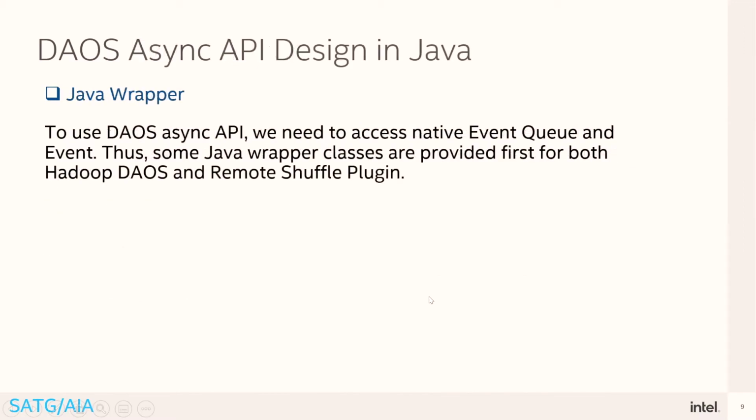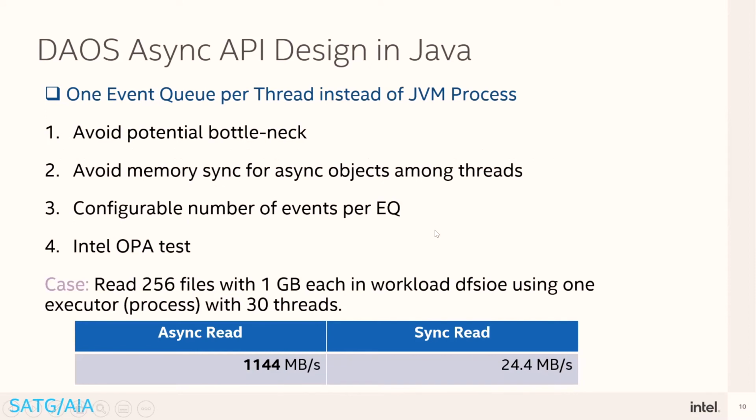And there's the async API design in Java. First of all, we need some Java wrapper classes to wrap the native DAOS event queue and its events. These Java wrapper classes are the foundation for both Hadoop DAOS and the remote shuffle plugin. So instead of using one global default event queue per process, we use one event queue per thread.